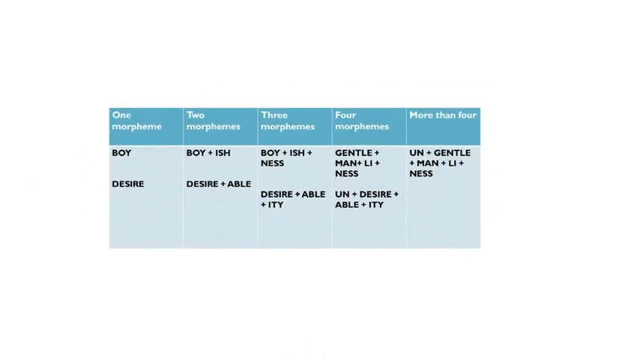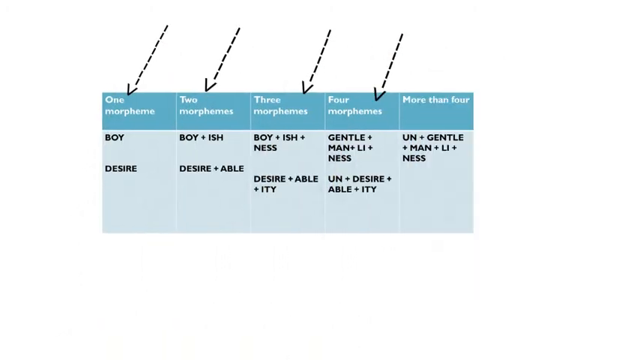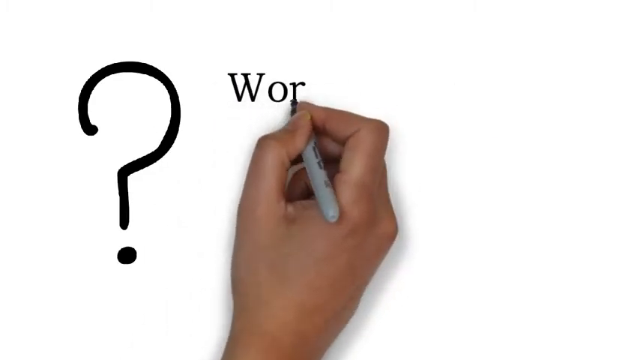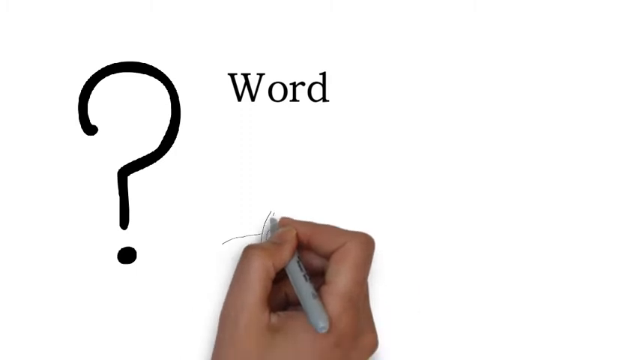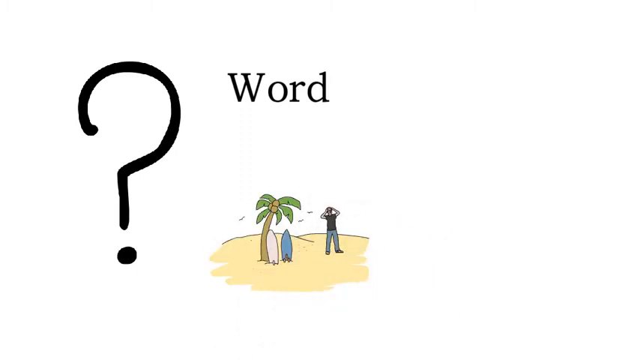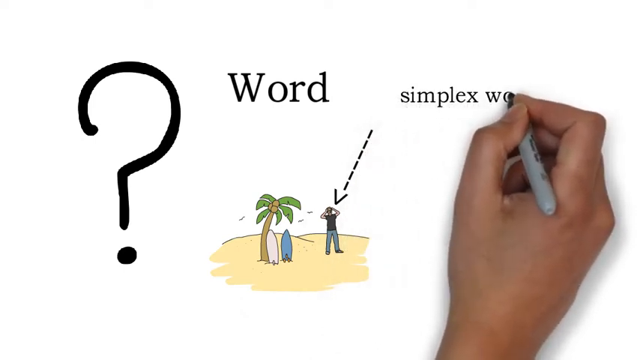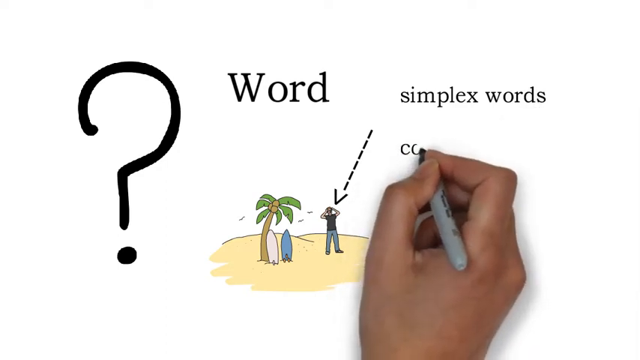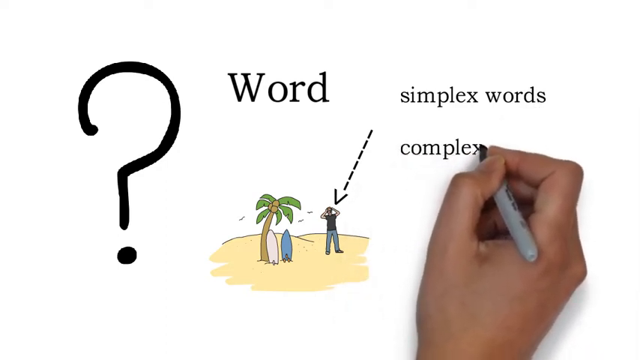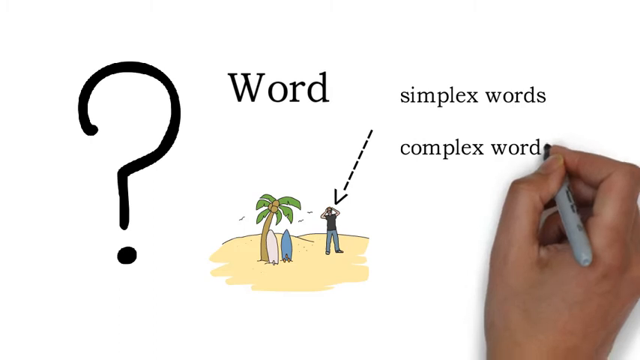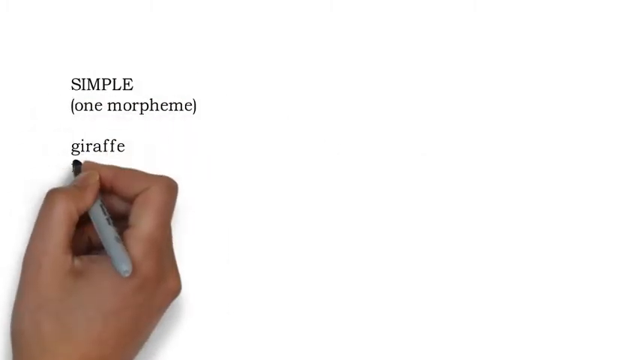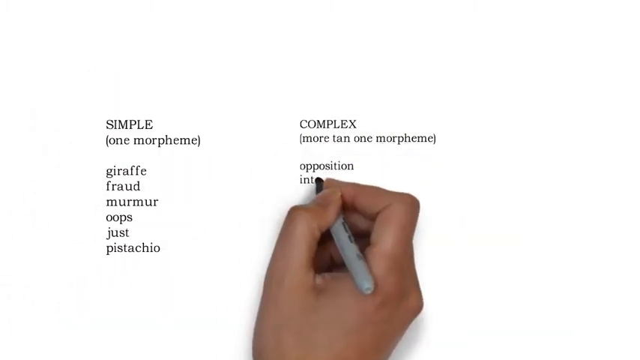Here we have some examples of morphemes. First we have one morpheme, then two morphemes, then three, four, and more than four. Before we continue, do you know what a word is? A word can be defined as one or more morphemes that can stand alone in a language. Words that consist of only one morpheme can be termed simple words. Words that are made up of more than one morpheme are called complex. Here we can see some examples of simple and complex words.